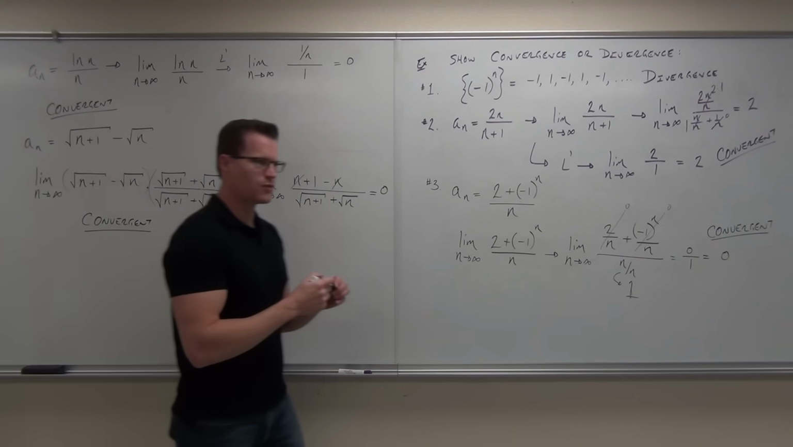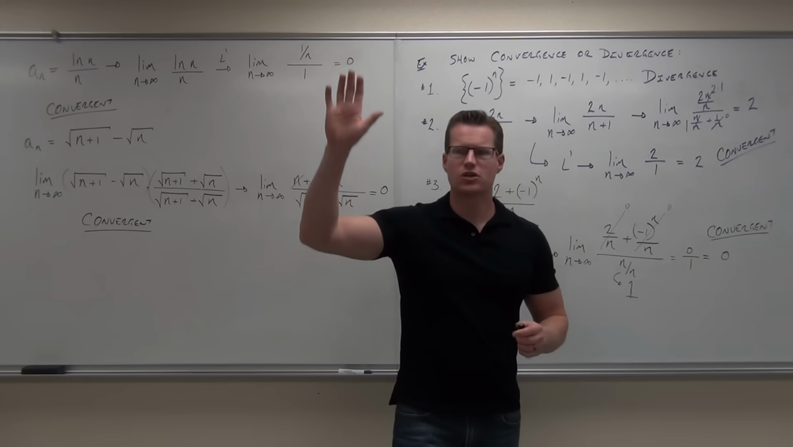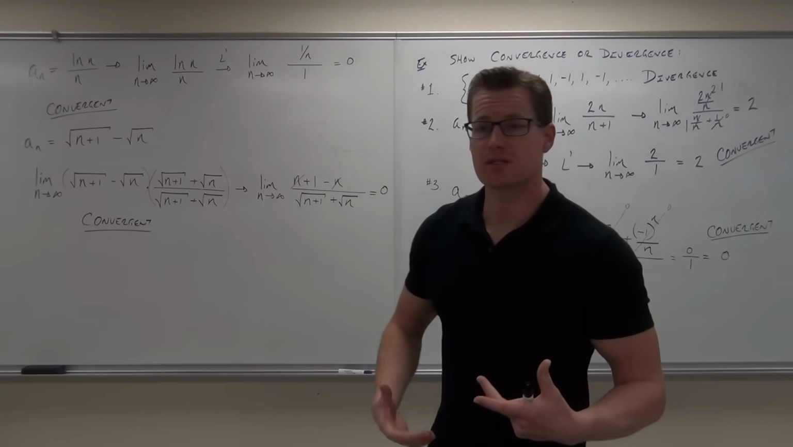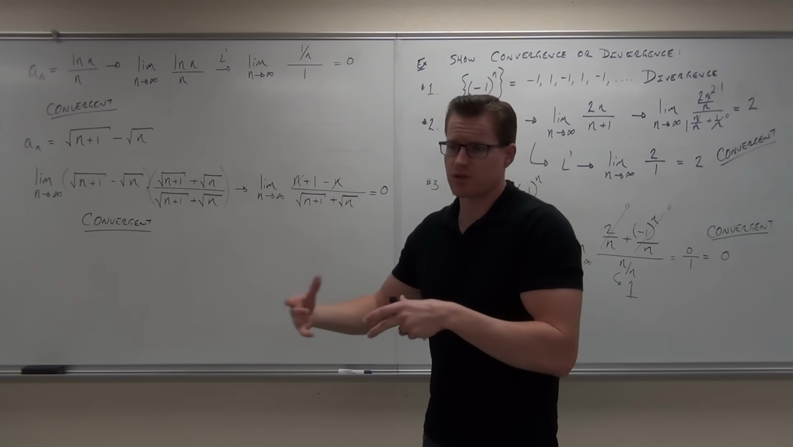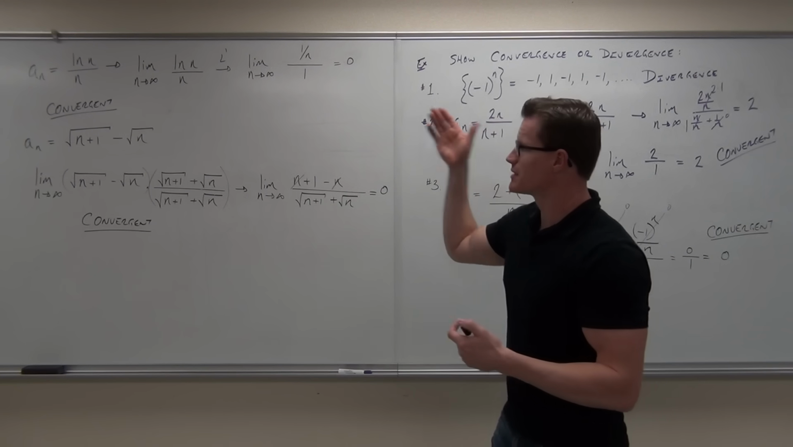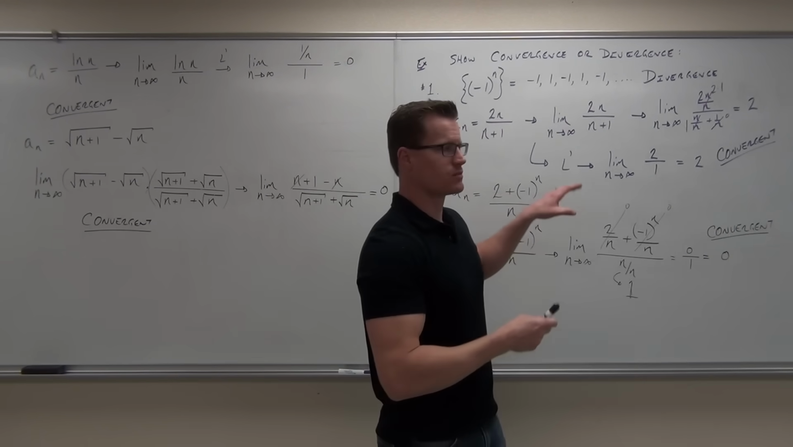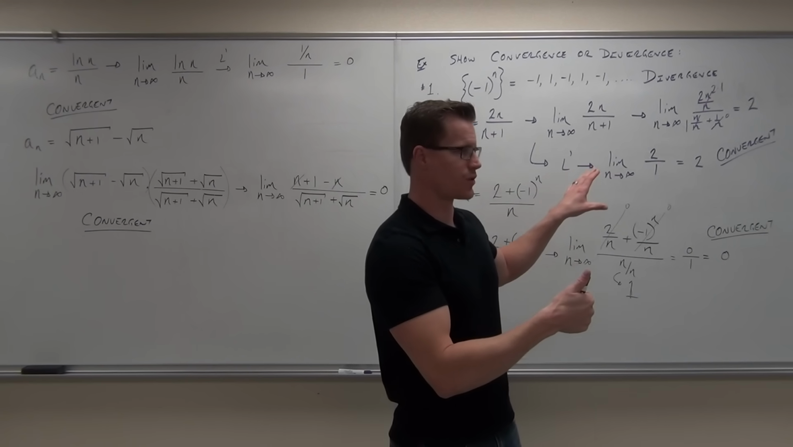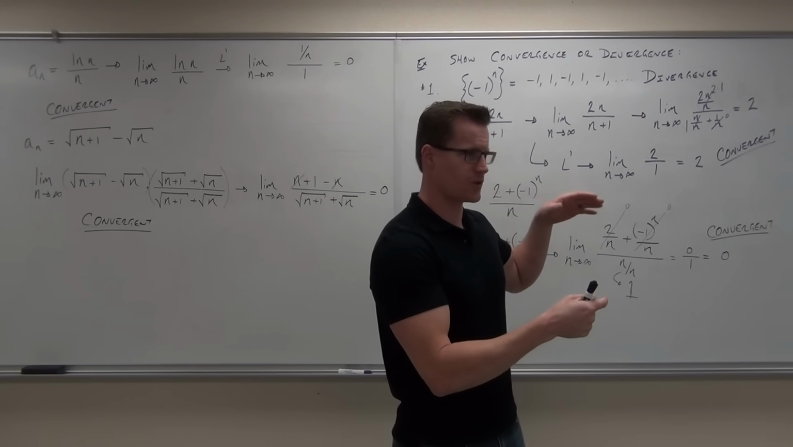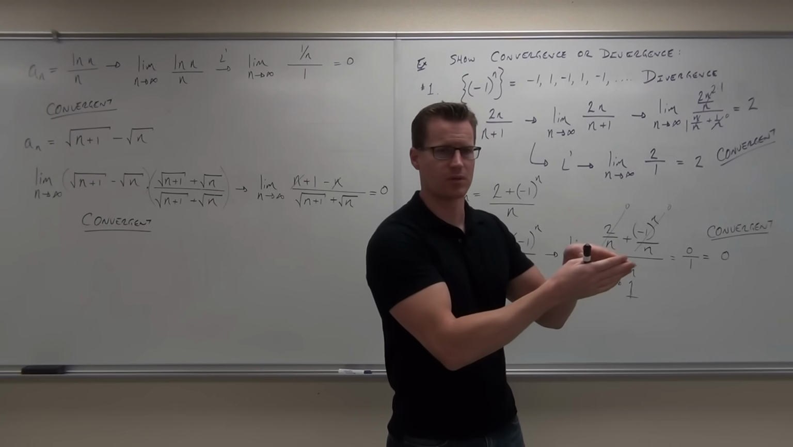I want a quick show of hands, do you feel okay with these ideas? So, use what you know about the limits to find out whether the sequences are convergent or divergent. All we got to do is take the sequence, find the limit of that sequence. If it exists, cool. You know that sequence is convergent. When we get towards infinity, those terms are all around one particular number.